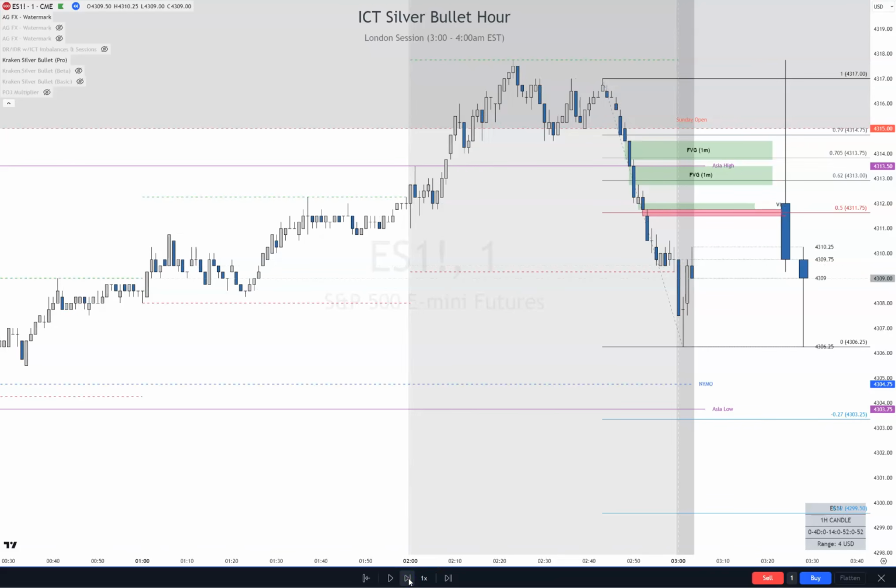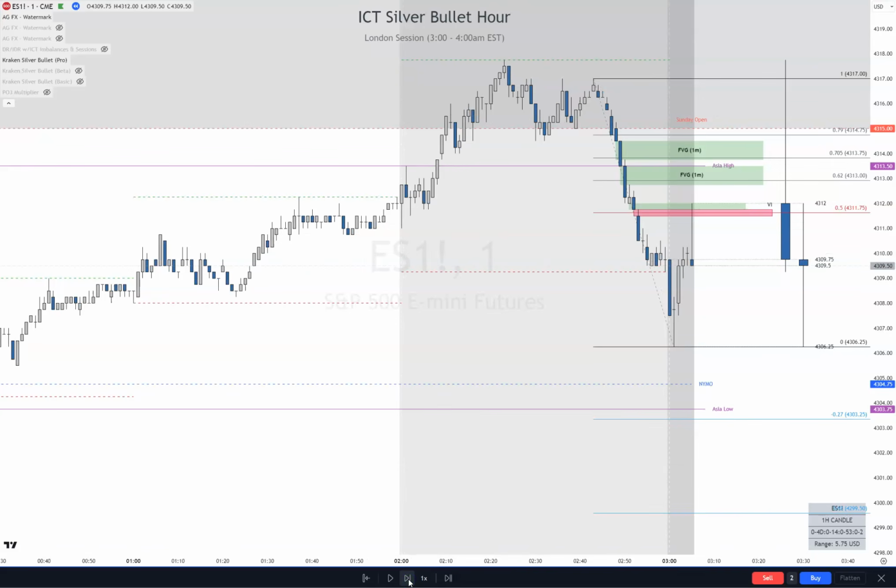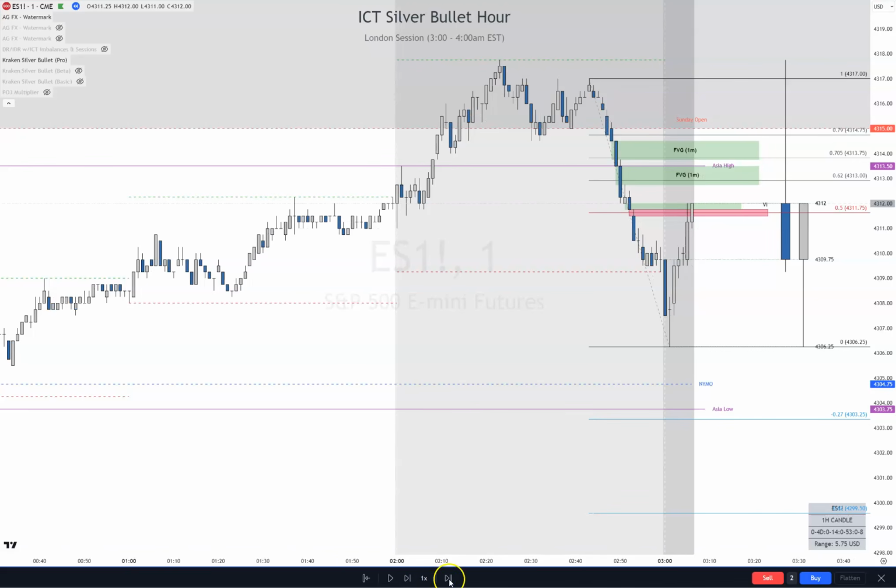So if it comes to that volume imbalance, that fair value gap right there, I will take my sell 2, and then I will stop. So we get one pattern. There we go. Okay, so I'm gonna sell 2 there. Okay, I'm gonna do a short position.